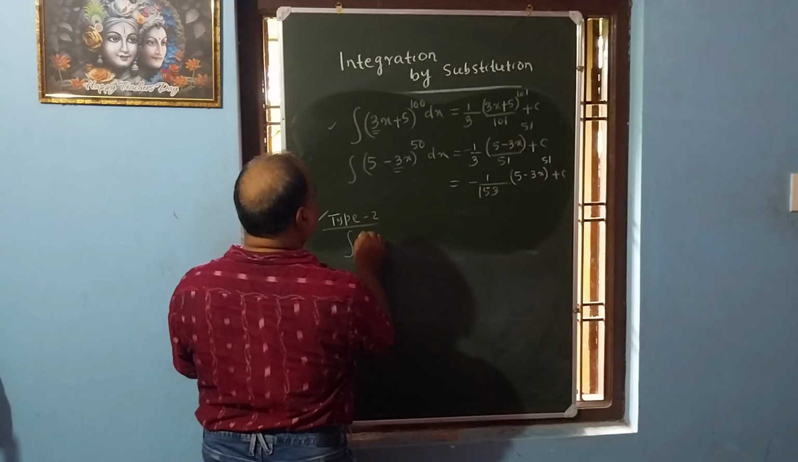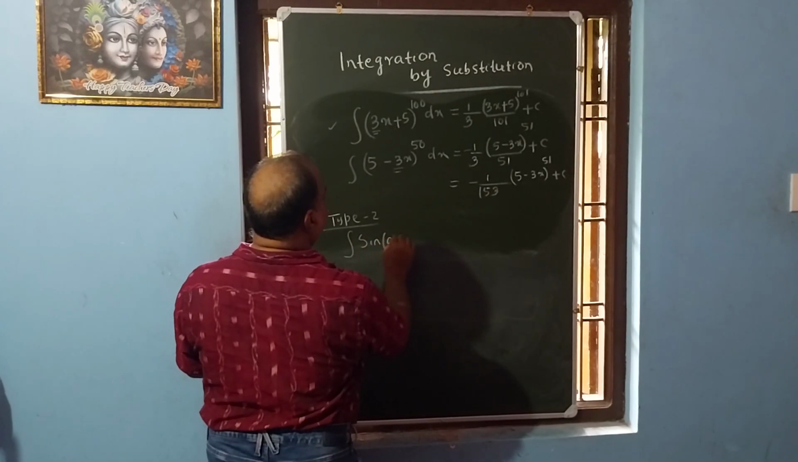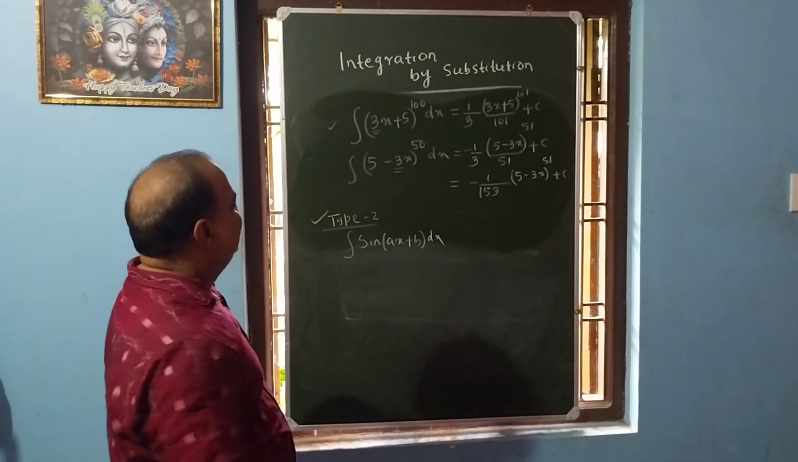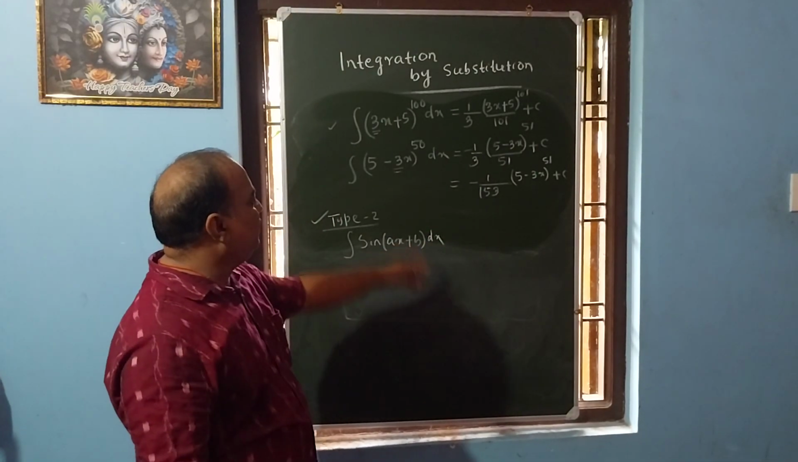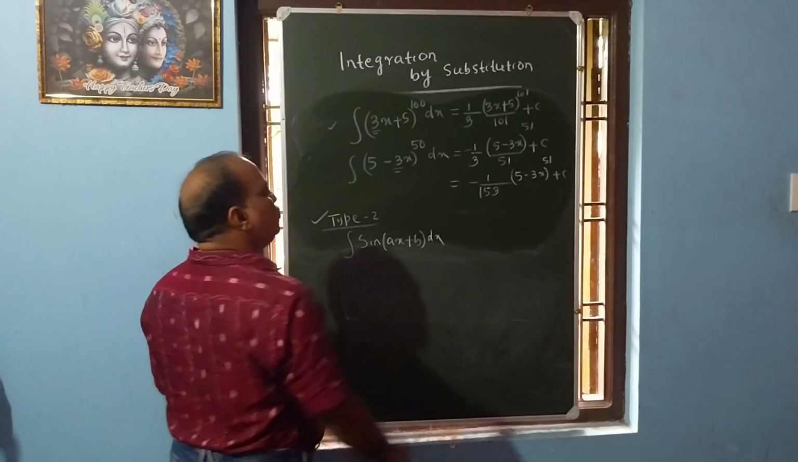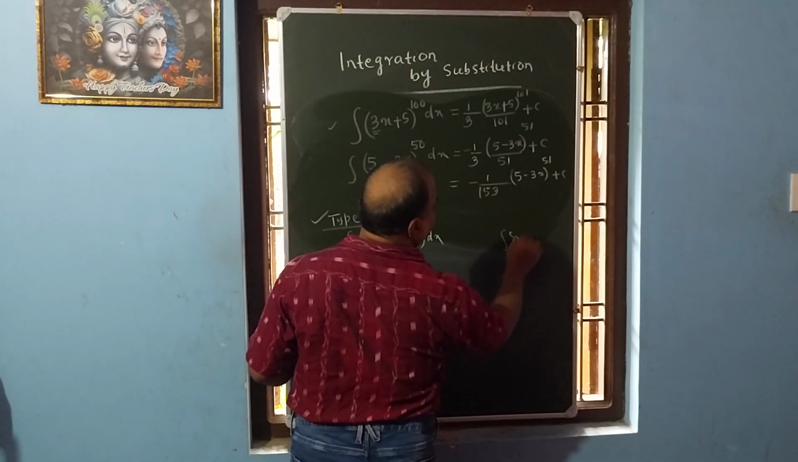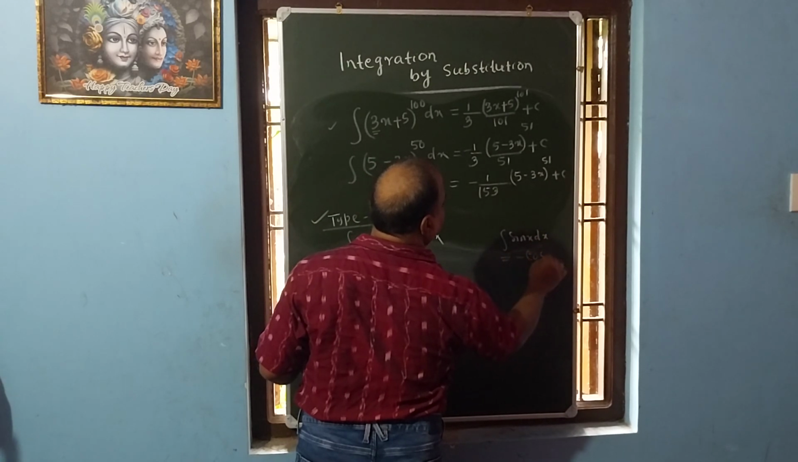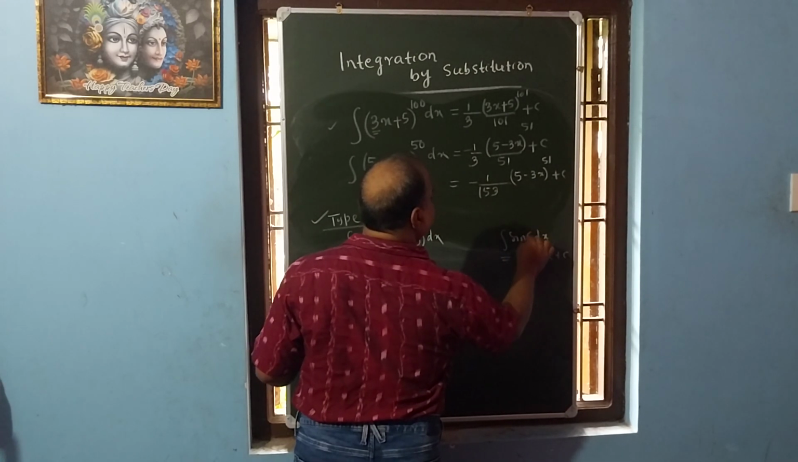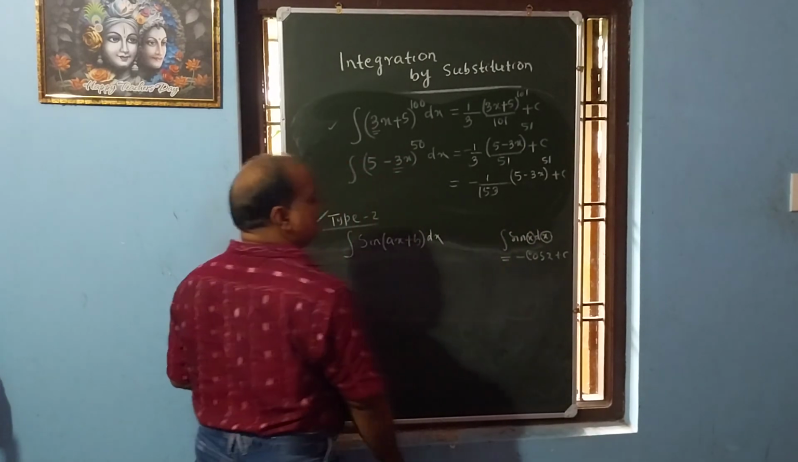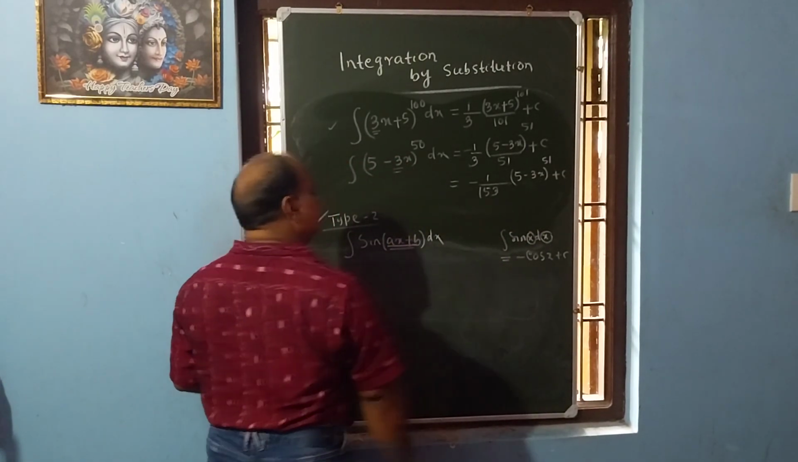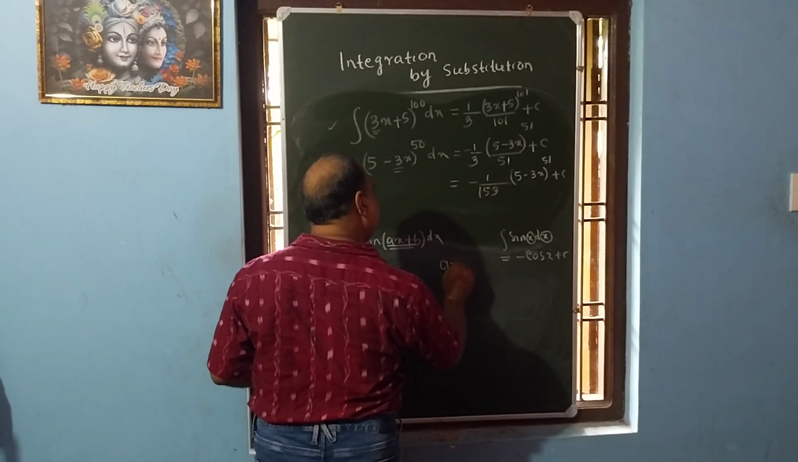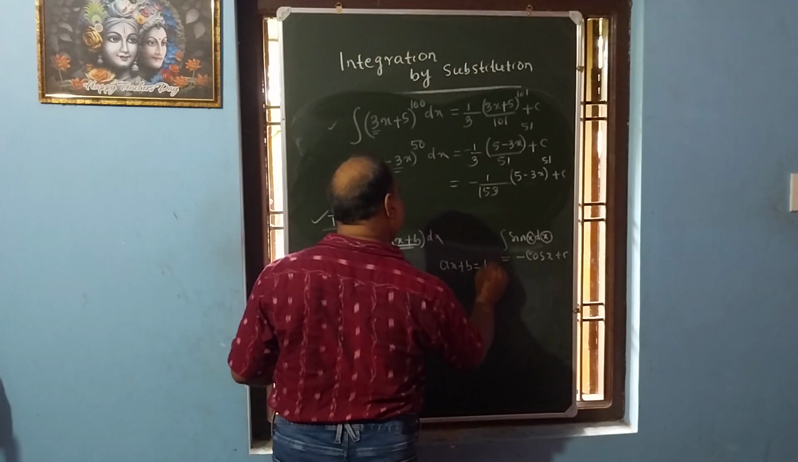Integration of sin(ax + b) dx. We know that the integration of sin x dx is equal to minus cos x plus c. Here it is x, we get x. So in place of ax plus b, we have to take it as t. Ax plus b is equal to t.